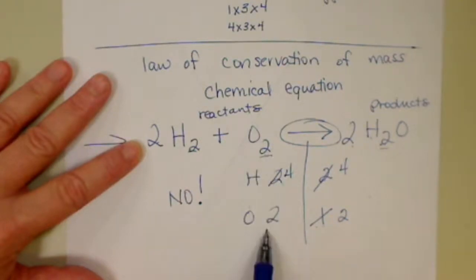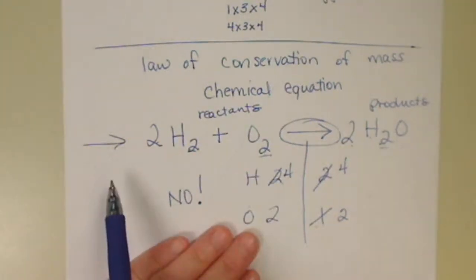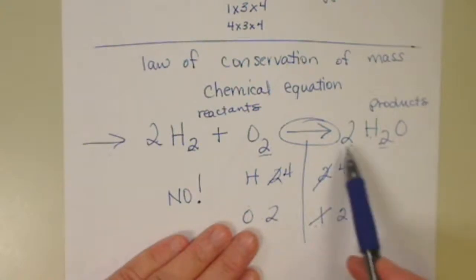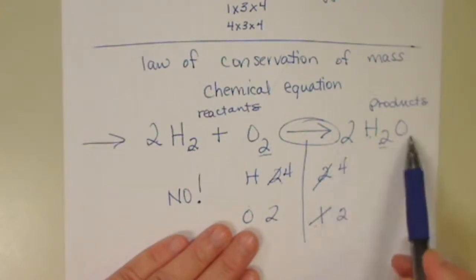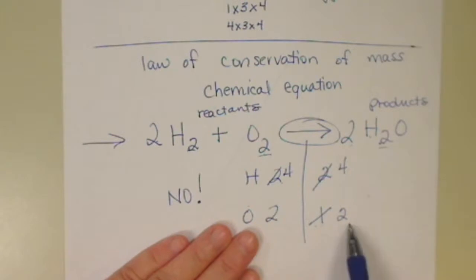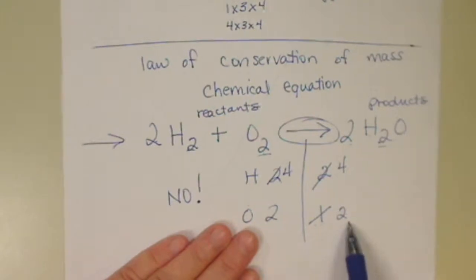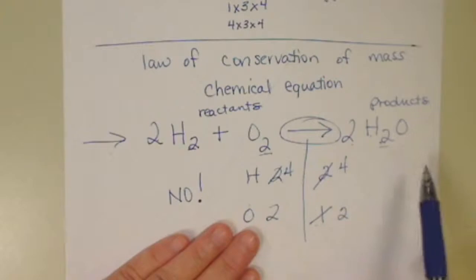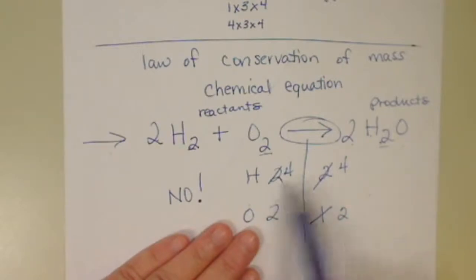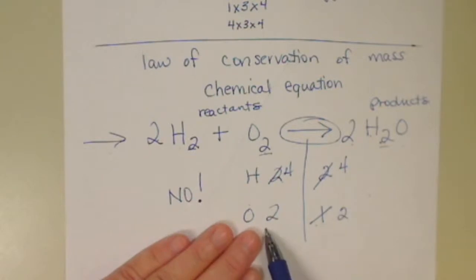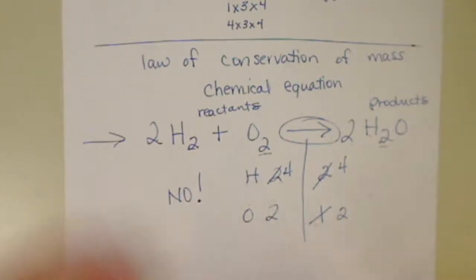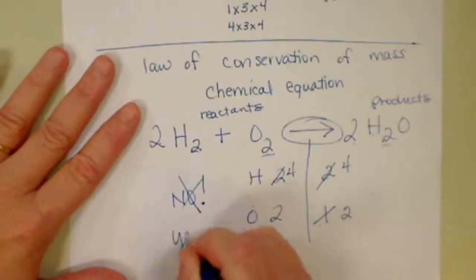Here we have 2 oxygens. Okay, that's on our reactant side. On our product side, we have 2 times 2, 4 hydrogens. 2 times understood 1 is 2 oxygens. Let's compare. The way the equation is written now says that we started with 4 hydrogen atoms and ended with 4 hydrogen atoms. Started with 2 oxygens and ended with 2 oxygens. Guys, this is a balanced equation now.